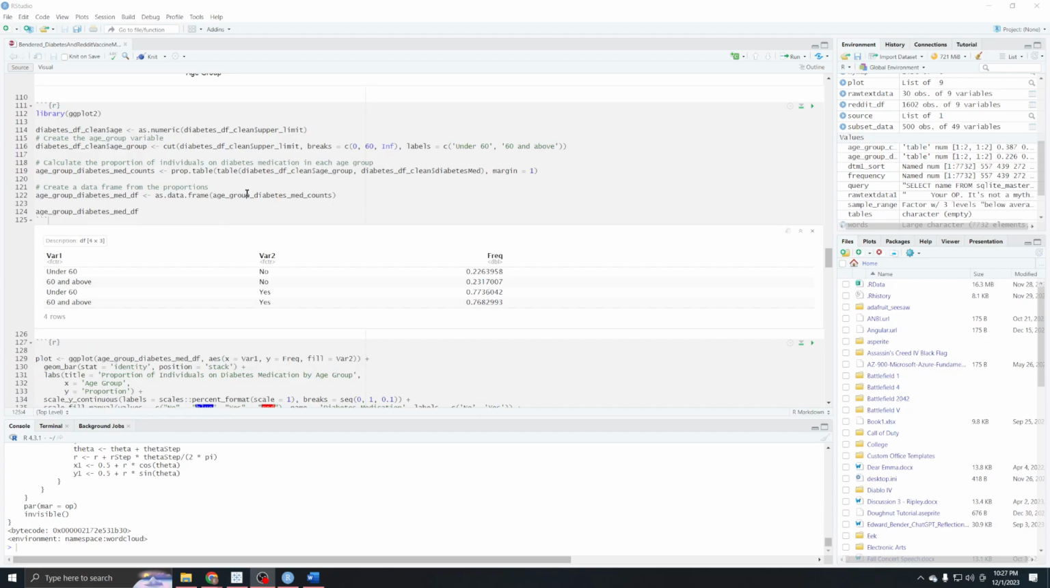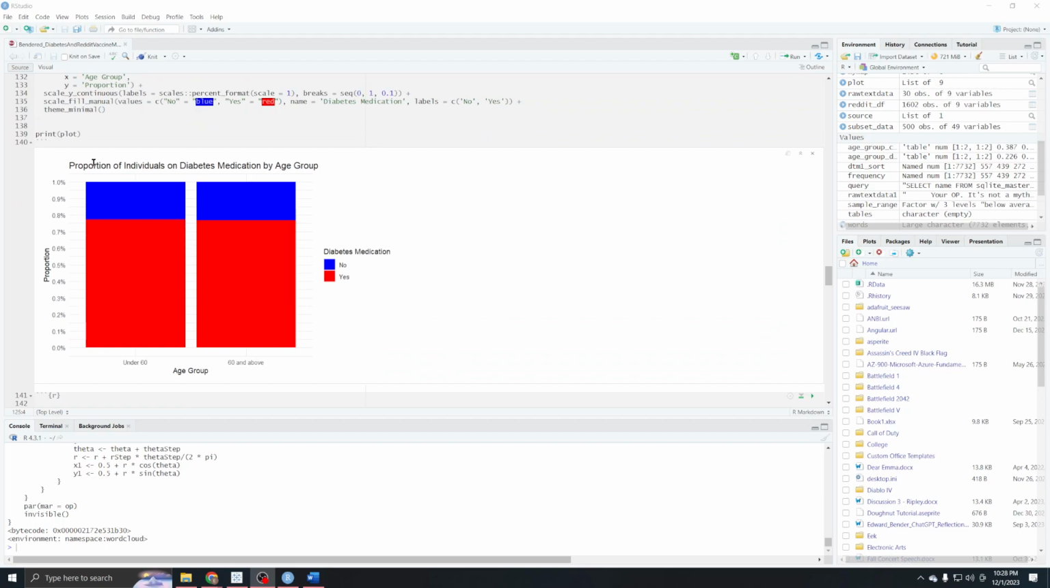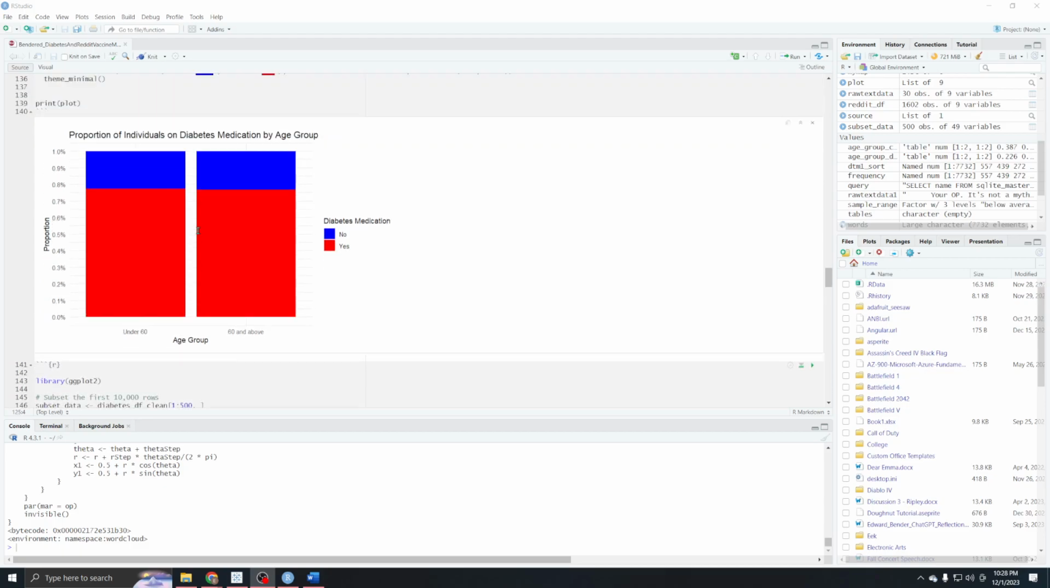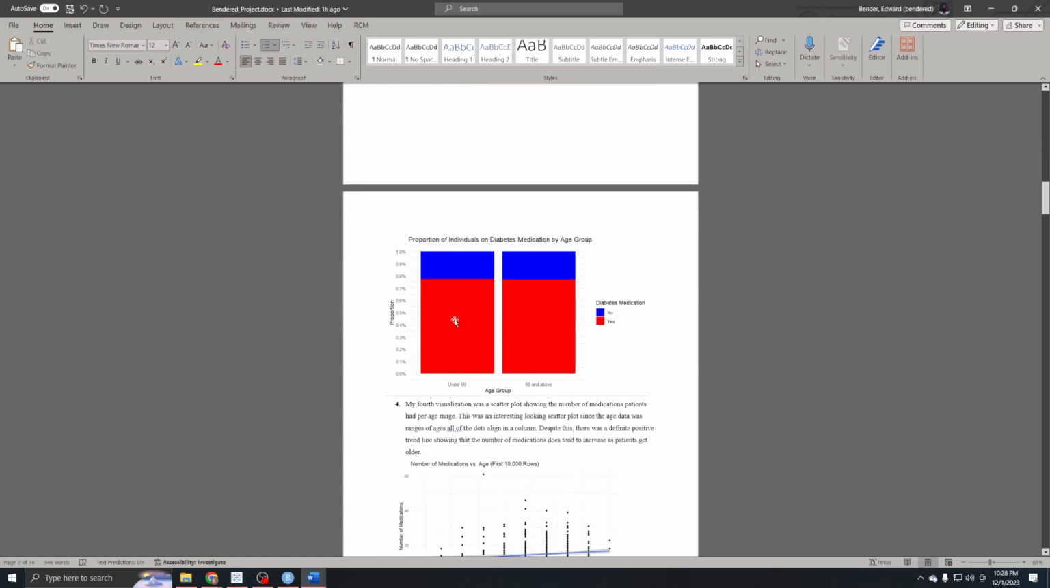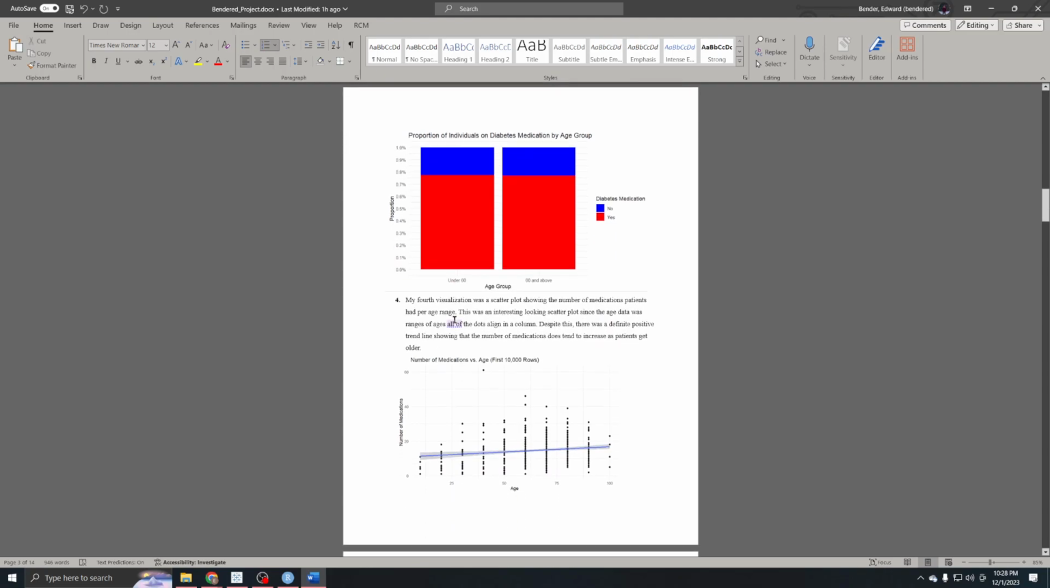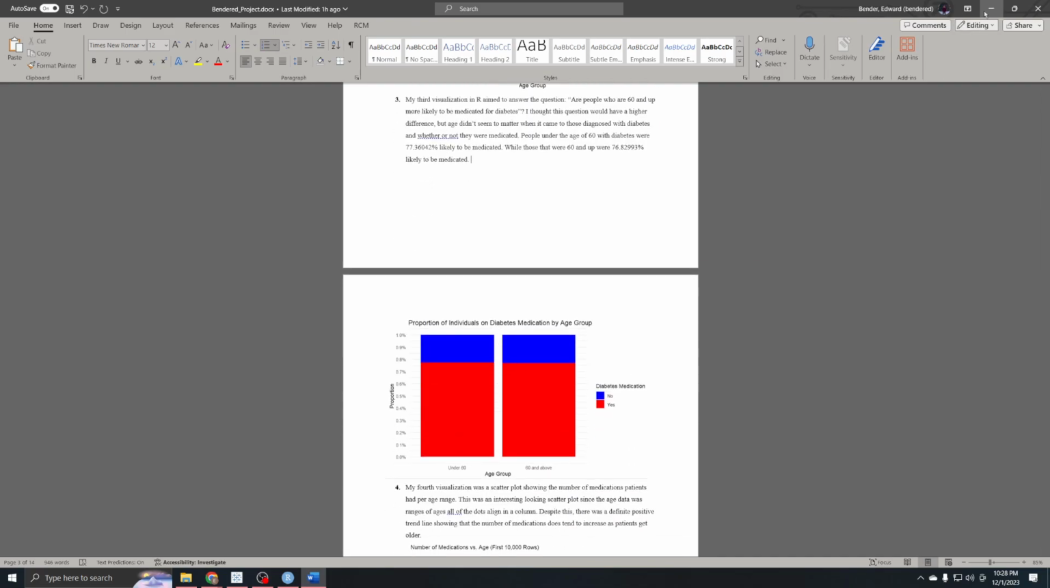The rest of my graphs and visualizations are aimed to answer the rest of my research questions. Here we see the proportion of individuals on diabetes medication by age group. While it kind of looks like they're the same, they're actually not. They're just really close. And here in the report, here's the description of it. It actually is just off by 1%, which is why it is so hard to see the difference there.